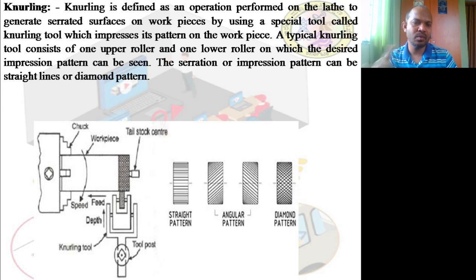And one more point, two important points. In knurling operations, we are not removing any material. That is the first thing. And the second thing is in knurling operations, the speed maintained will be very minimum in order to achieve the knurling effect effectively. Is it clear?